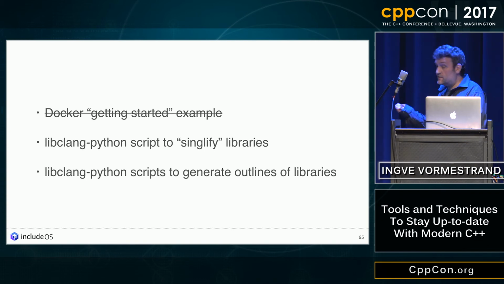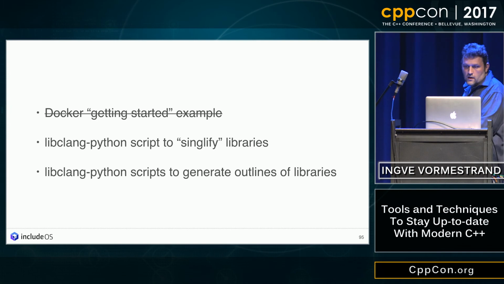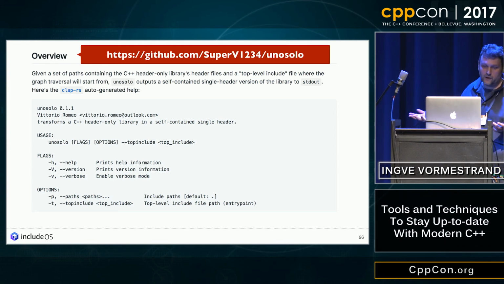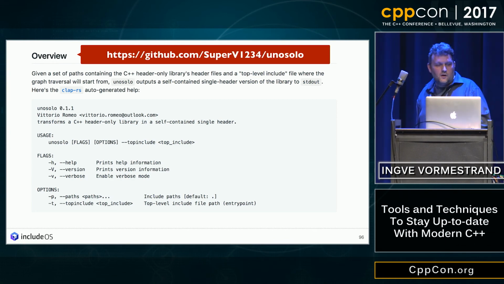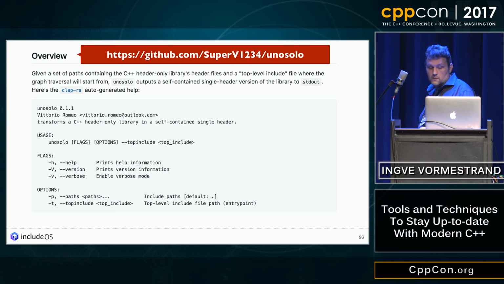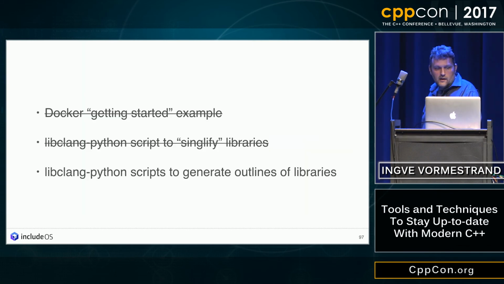As you have seen, last week, Jan published a blog post that covered that really, really well. And about 2 weeks ago, Vittorio Romeo wrote a Rust program, but we forgive him for using the wrong language. It translates libraries into self-contained single header versions.